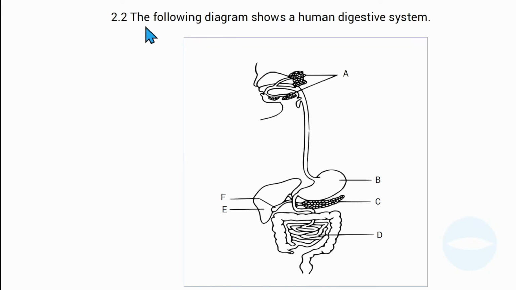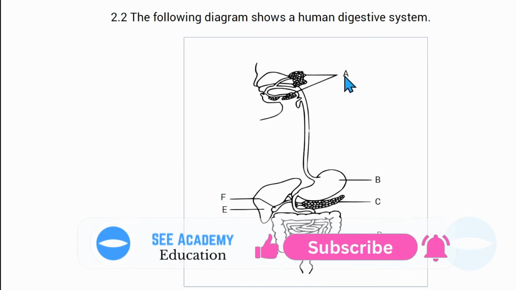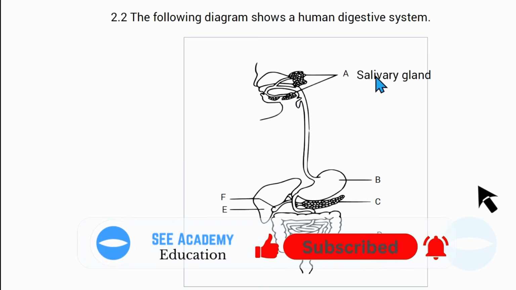The question says, the following diagram shows a human digestive system. As you can see, this is a human digestive system. Before I show you the questions, let me label the structure. Letter A points at the salivary gland. So letter A is a salivary gland.